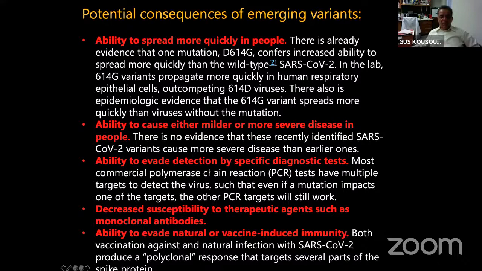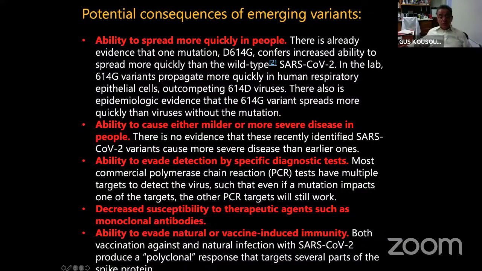The ability to evade detection by specific diagnostic tests is of concern. Most commercial polymerase chain reaction tests have multiple targets, though, to detect the virus, as the ones that we use here for wastewater detection in our laboratory for the East Baton Rouge Parish and LSU. So basically, by having multiple sets of PCR primers, you would avoid the possibility that you will be unable to detect a specific variant. But that needs to be looked at every time a variant comes in, because it's possible by accident that the PCR primers that are selected really target those altered mutations, in which case you won't be able to see that.